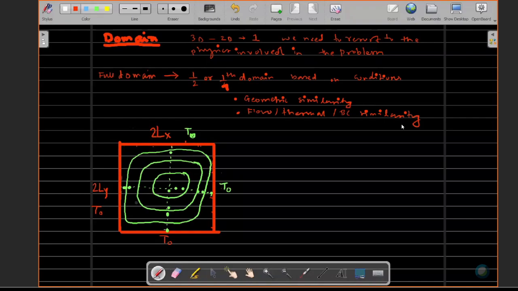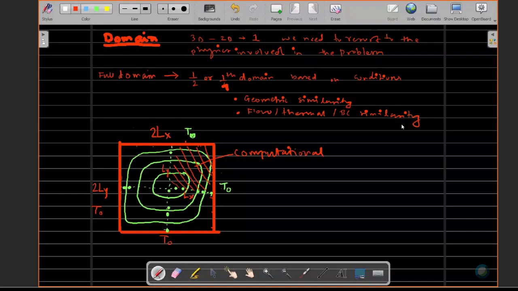You can reduce this twice-Lx twice-Ly domain into some sort of Ly and Lx domain. This domain can be considered for such a problem, and this can then become our computational domain. So when you are talking about a domain, you have to talk about the computational domain.